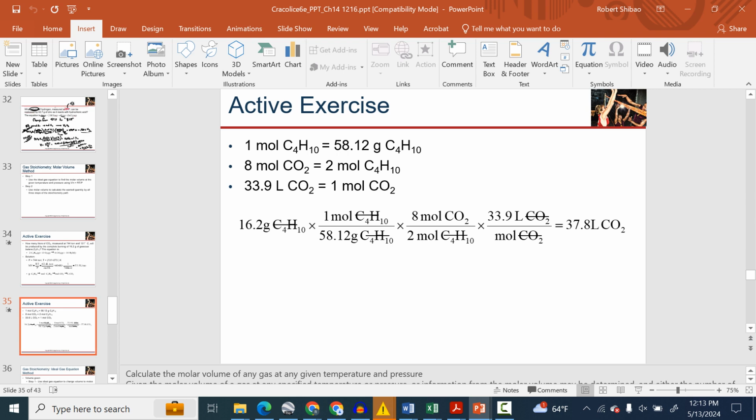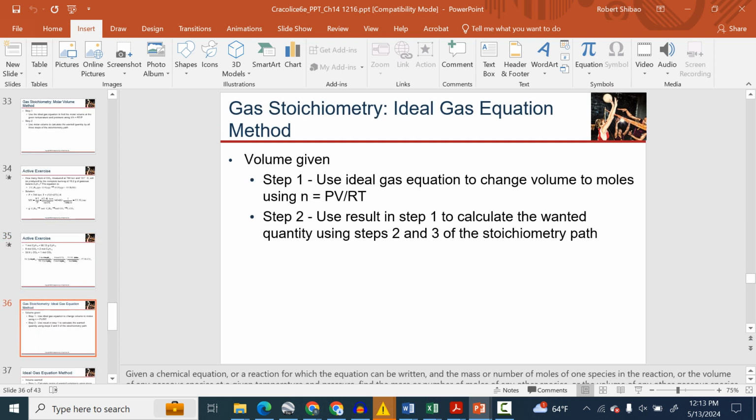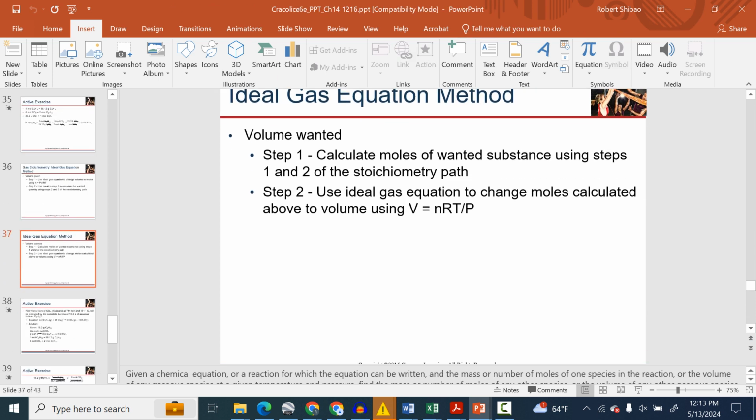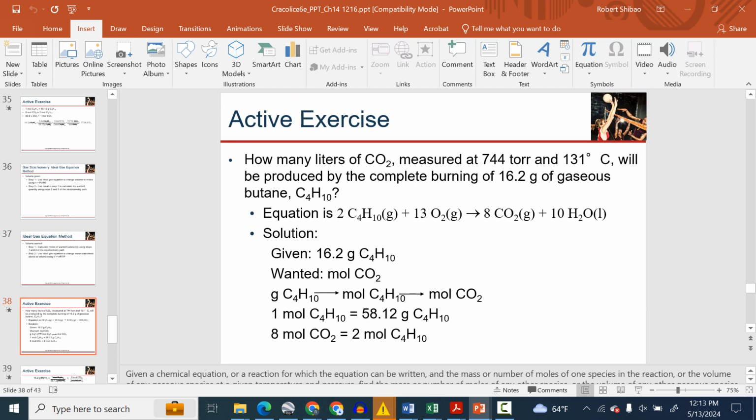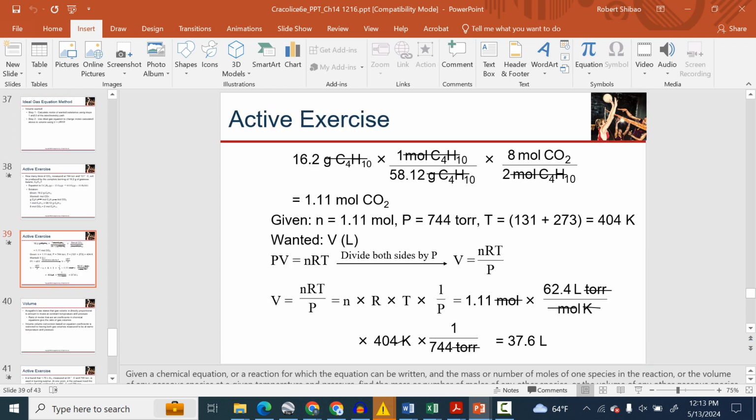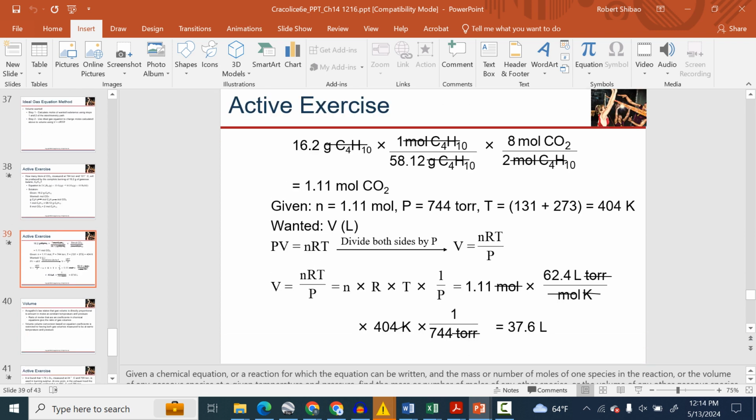Alternatively, we could have stopped at moles and then used the ideal gas law. So they're just repeating the same calculation, stopping, calculating the moles, and then using the ideal gas law to calculate the volume. So here, they'll stop at moles of CO2, and then use PV equals nRT. So stop at moles, 1.11 moles of CO2, and then calculate V using nRT over P.